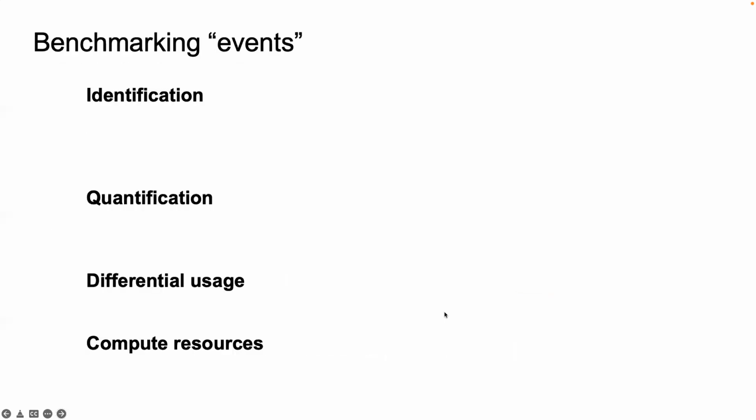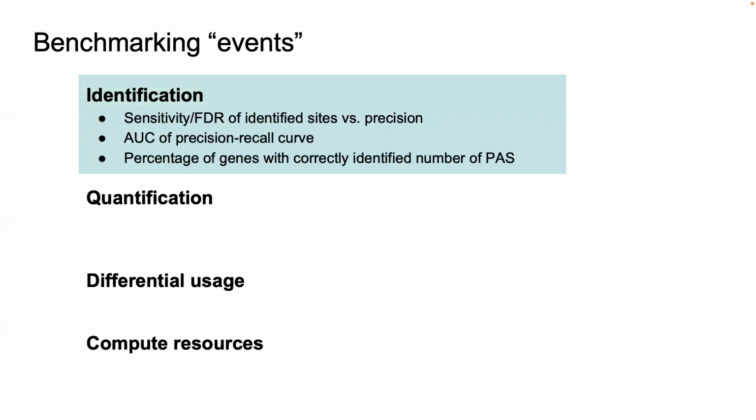So what are we actually evaluating? For APA-eval, we've focused on 4 overall benchmarking tasks, or what we call events. The first of which is identification. How well is that tool simply saying this poly-A site exists from the RNA-seq data compared to the orthogonal data? And we focused on these metrics listed here.